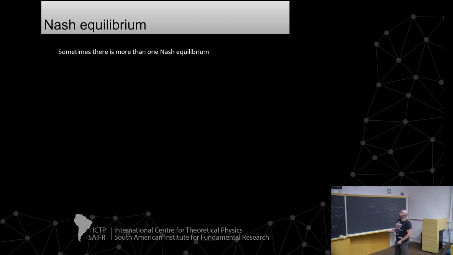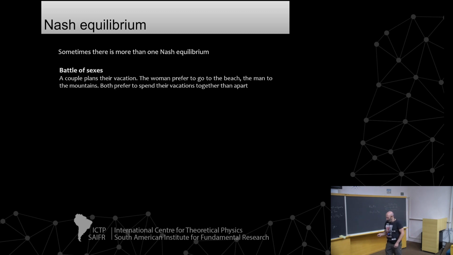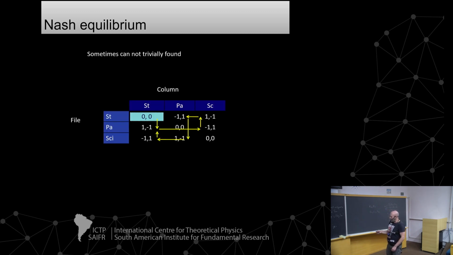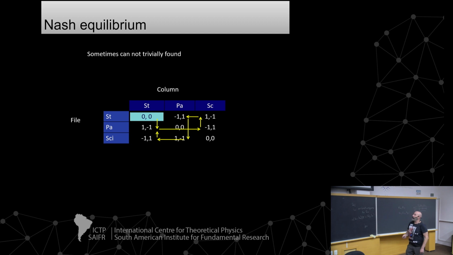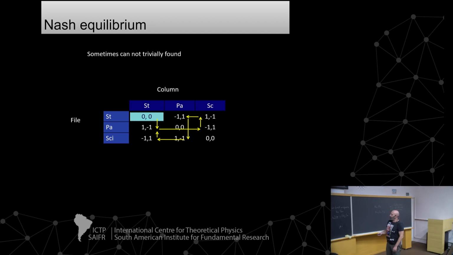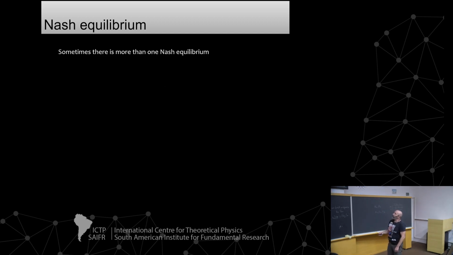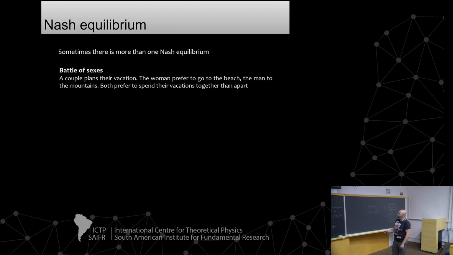Okay. The idea here was to show you that sometimes it's not trivial to find a Nash equilibrium. In this case, we cannot use the procedure of eliminating dominated strategies because here we will not be able to find a dominated strategy. Sometimes there is more than one Nash equilibrium, and I will show you, for example, a game that is called the Battle of the Sexes.